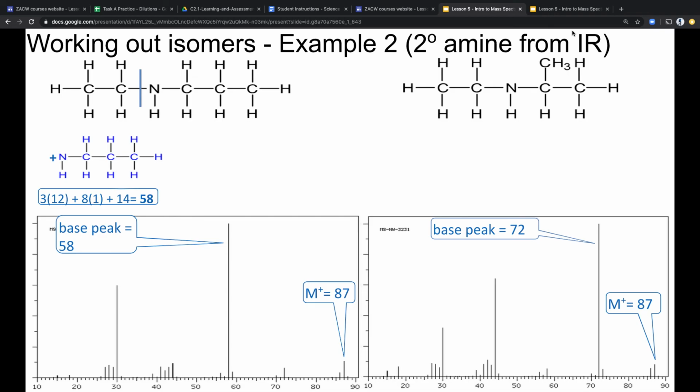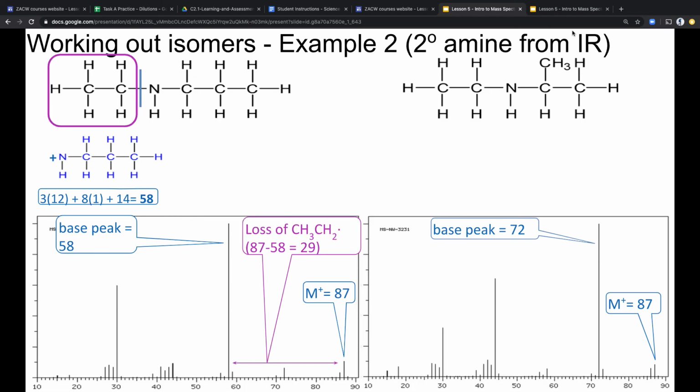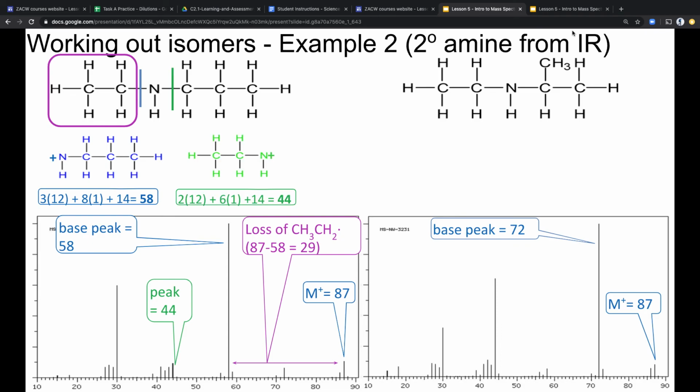So we've lost an ethyl group. So theoretically, the difference between 58 and 87 should be the mass of an ethyl group. And that's on there. It's a mass of 29, so that's gone. So that tells us that's our neutral fragment. Good on you. There's a small peak at 44, and that could be caused by breaking the nitrogen-carbon bond on the other side.